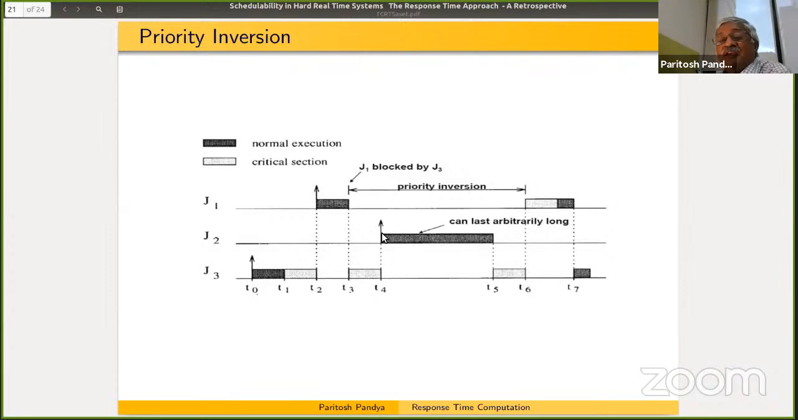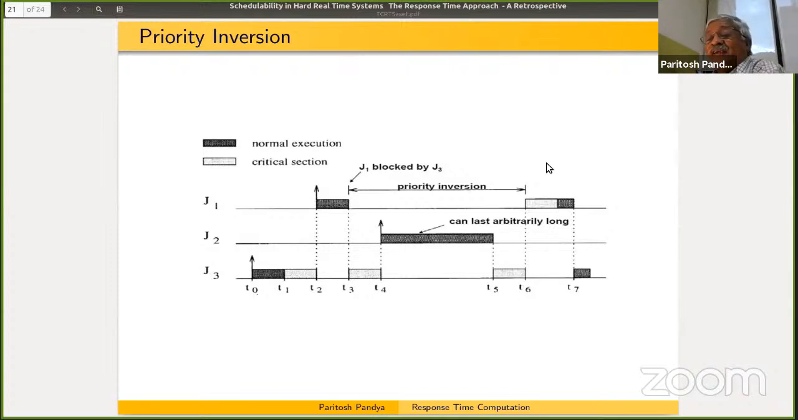So what happens is this high priority task J1 gets locked down for a very long time. A lower priority task, which is not even sharing any resource with it, is blocking it for a very long time. And this is called priority inversion. Because in this preemptive priority based scheduling, the assumption is that a high priority task will certainly not be blocked by a lower priority task. A little bit of blocking because of this shared resource can occur, but not more than that. Okay, so this is called the priority inversion.